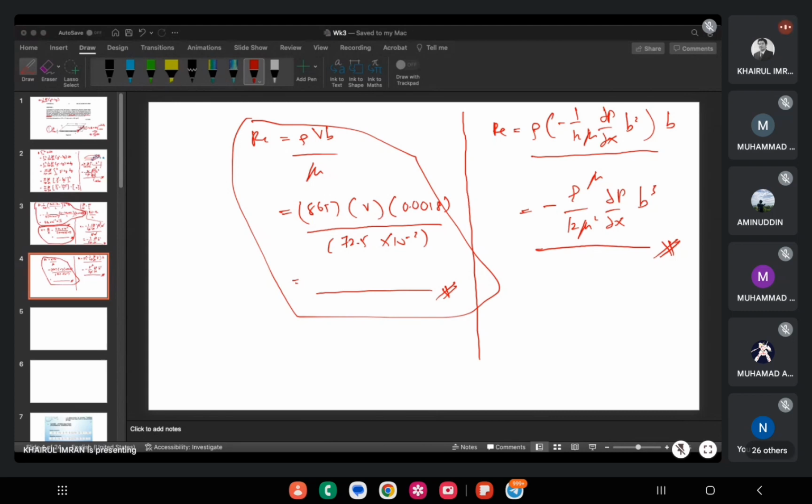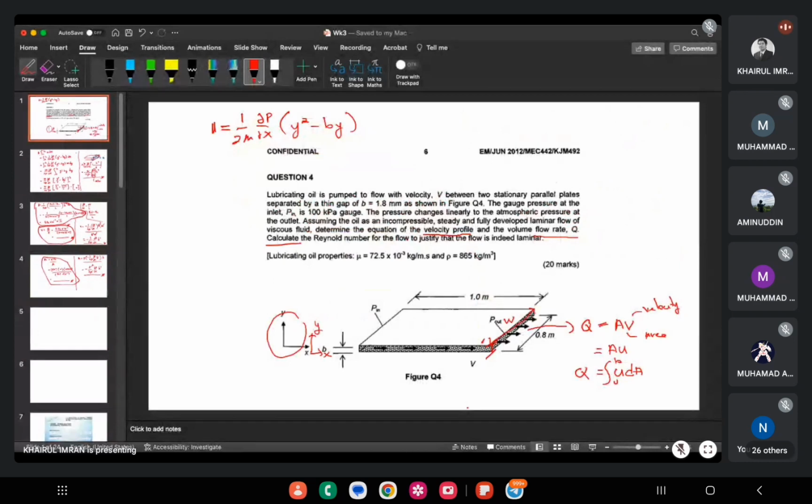Why? Because let's say any flat plate that have this case, P in, P out, B height, fixed plate, dia punya expression dia sama saja. Tak kisahlah macam mana bentuk flat plate tu. I mean the dimension of flat plate doesn't matter. If B now become 2 meter, and then after that width become 1.8 meter, so if you have the expression, we just put out the value later, right?